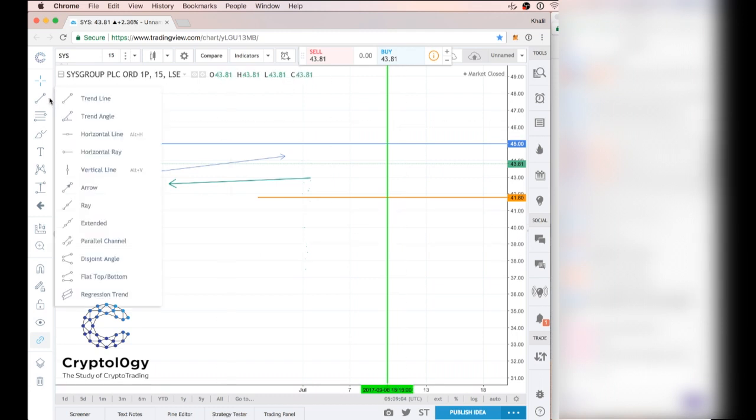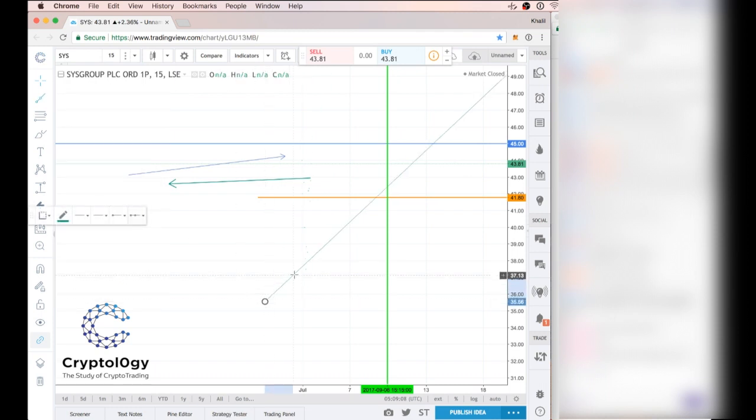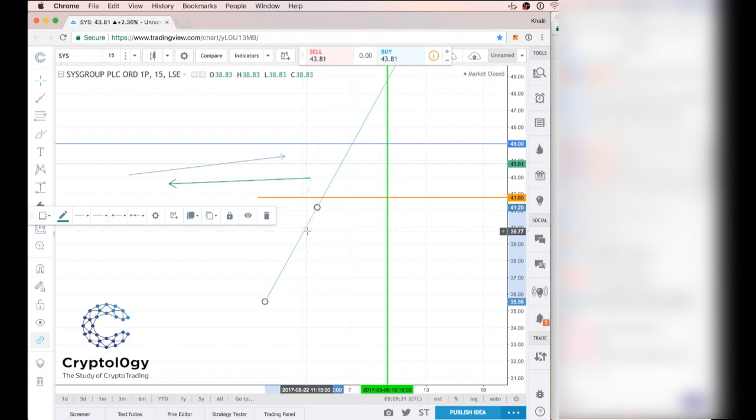Alright, let's go next. Ray, I never really use. I don't even know how to use it actually. That's actually pretty cool. Might start using this more. Better than trend lines. Put a point and then adjust it this way.